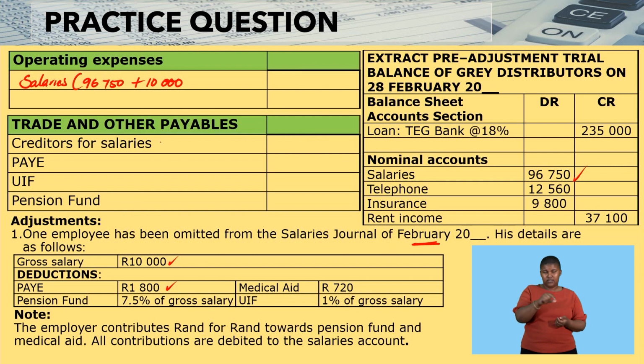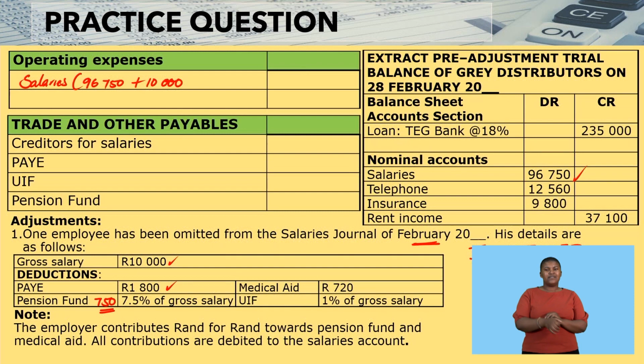So I can come here, just so you can see how to get the creditors for salaries. I'll subtract my 1,800 and I'll subtract the pension fund, which is 7.5%. To calculate that, it is 7.5 over 100 multiplied by the gross of 10,000. If you punch that in the calculator, you get 750 rand. So on my pension fund, I have 750 rand.